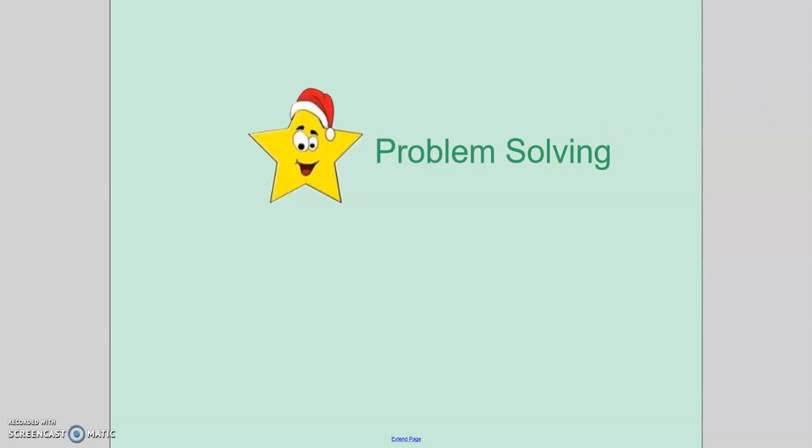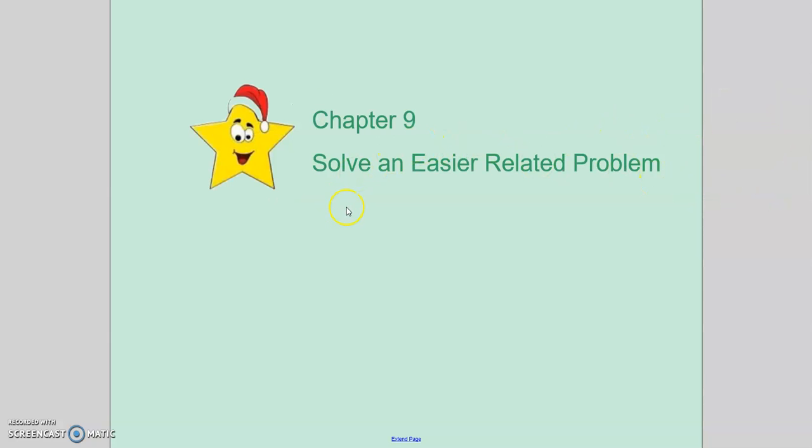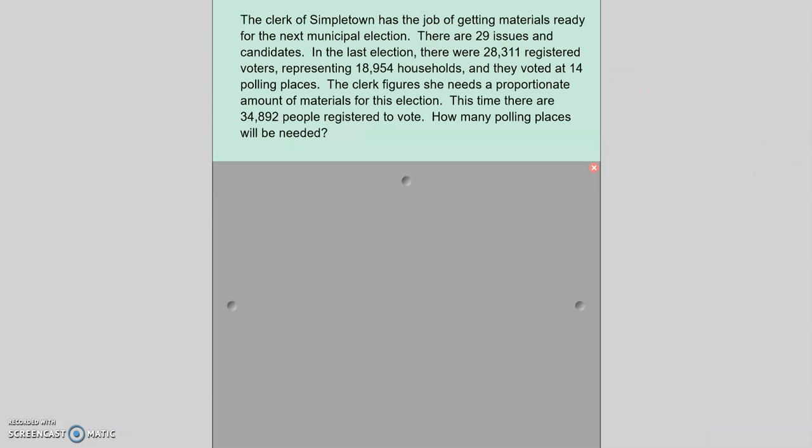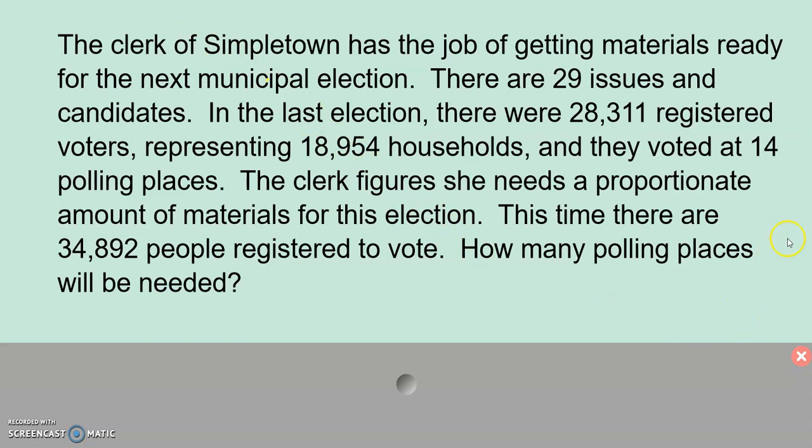Hello, problem solvers. Let's talk about Chapter 9. Solve an Easier Related Problem is the name of the strategy. Let's take a look at an example. In your reading notes, you wrote down how the professor broke down 6 different categories, or ways, that solving an easier related problem could look like. And this is one of those ways.